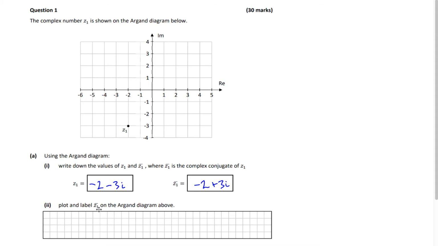Part 2 then says plot and label the conjugate of Z1, or Z1 hat, on the Argand diagram. So that would be minus 2 plus 3i. So it's going to be here. So that's the plot, and don't forget to label. That's Z1 hat. And you can see there that Z1 hat is a mirror image of Z1, a reflection through the real axis. So that's part A.